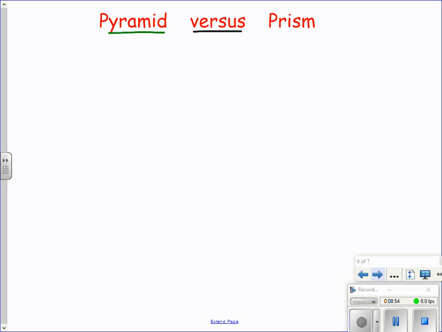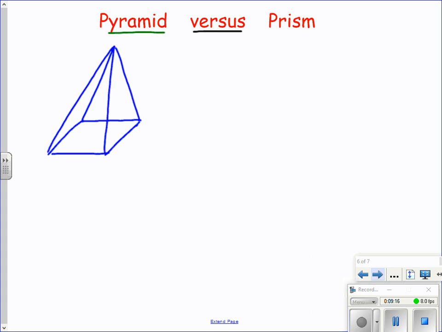A pyramid, if you think about the pyramids in Egypt, on the bottom, they're actually a square. So I'm going to make kind of a parallelogram, but it's a square, and on the top, it comes to a point, and that point comes down to each corner. So that is kind of like a pyramid in Egypt. Again, it's got a square on the bottom. It's 4-sided, and each of the side faces are triangles going up to a point.